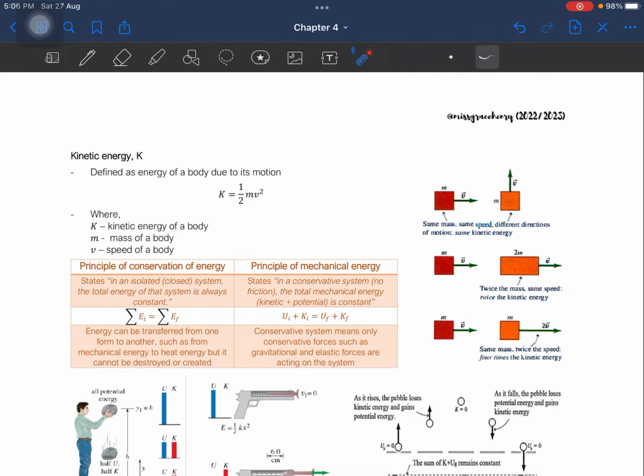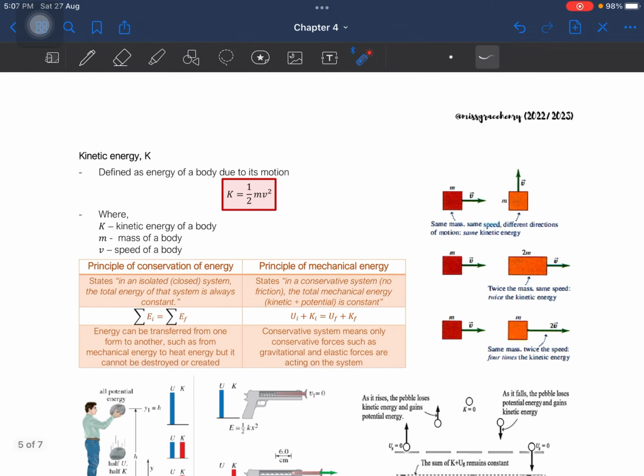Next, we are going to learn about kinetic energy. So what is kinetic energy? Kinetic energy is the energy of a body due to its motion. Okay? So kalau ada motion, there will be a presence of kinetic energy. So the maths from this is K equal to half mv square. So K is the kinetic energy, m is the mass of the body, and v is the speed of the body.